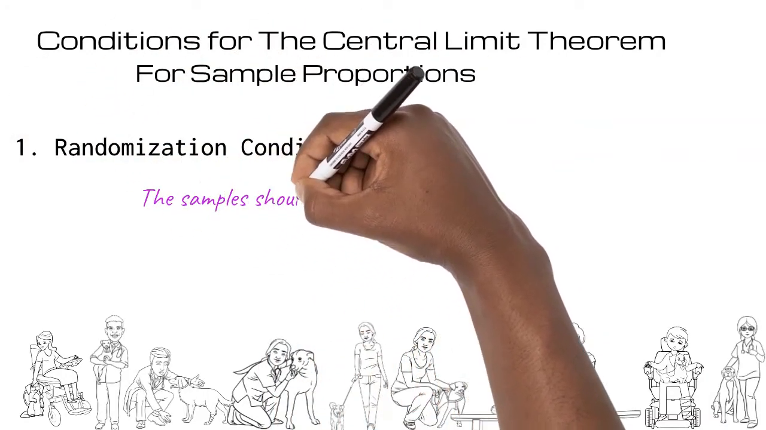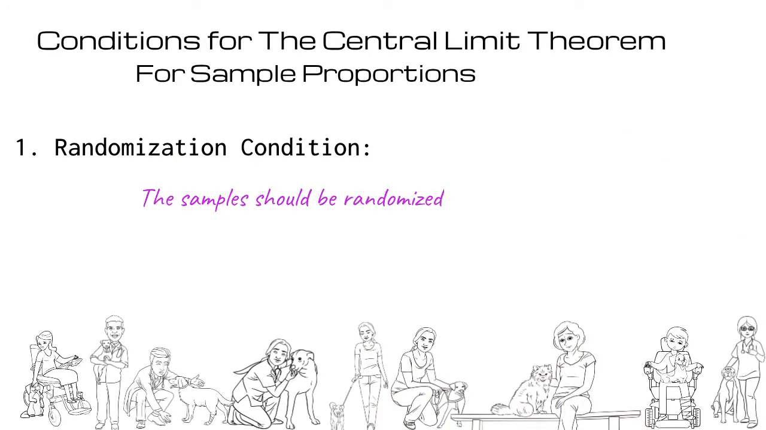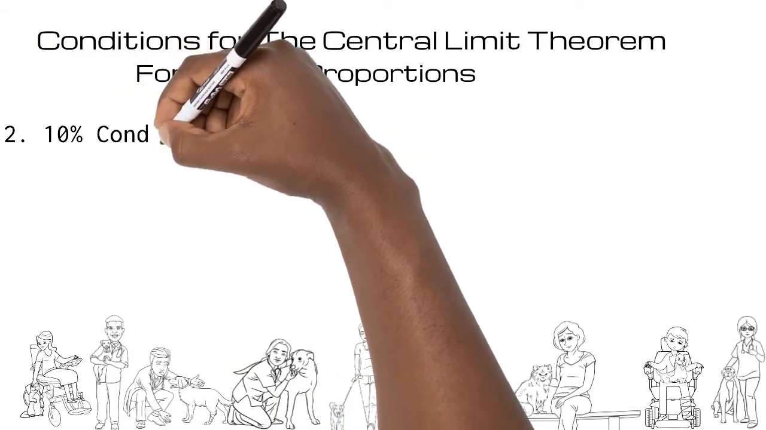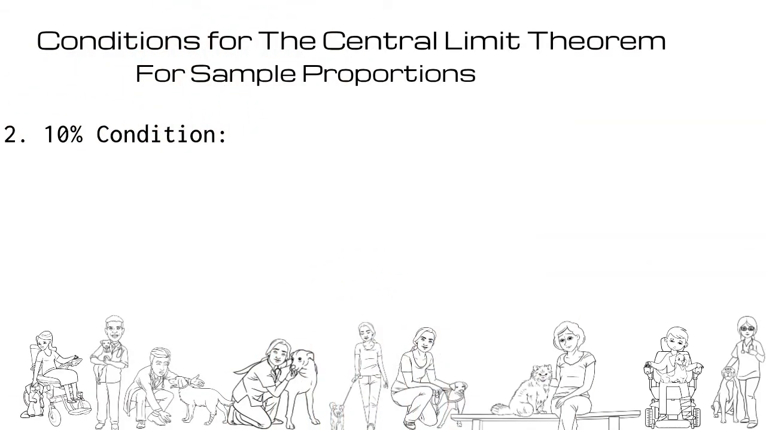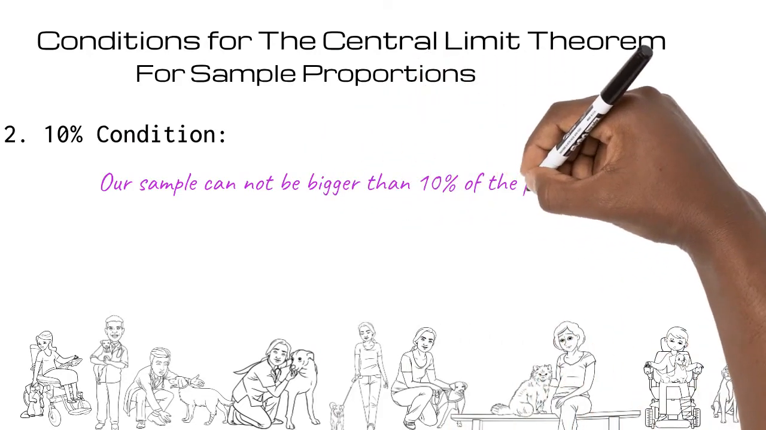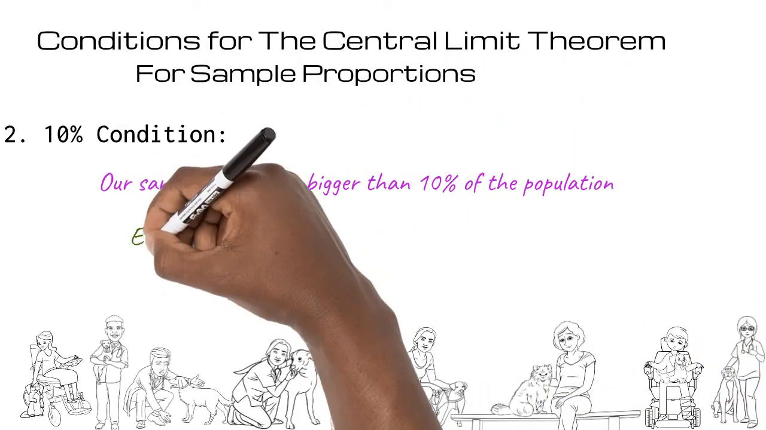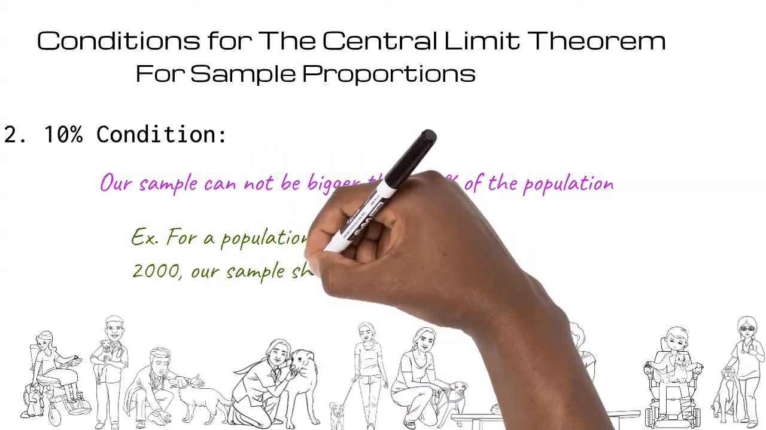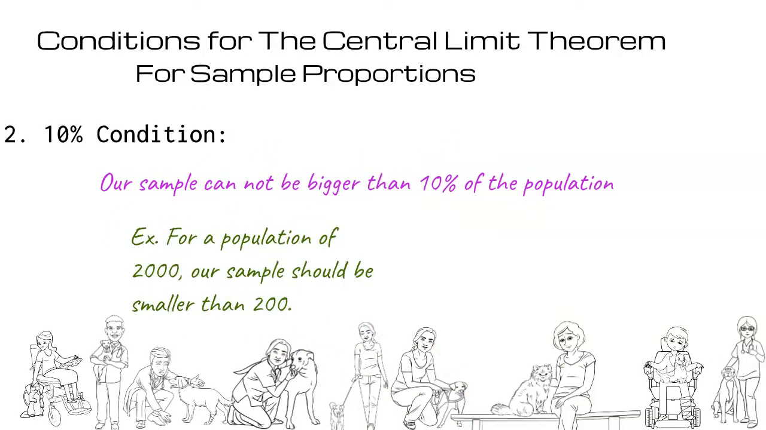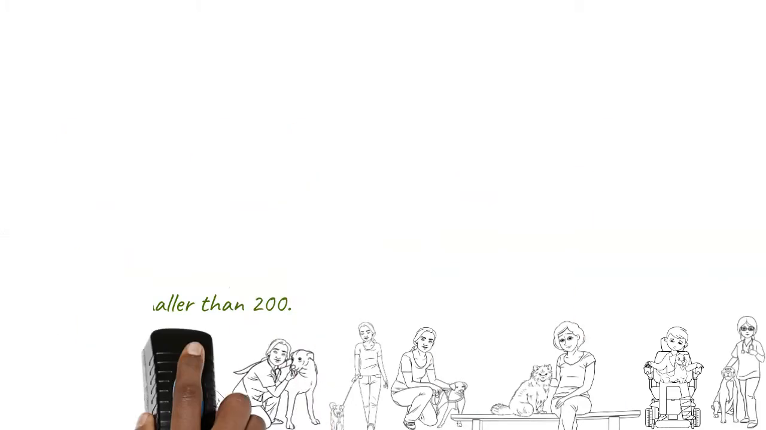First, the samples should be randomized. One of our randomized sampling methods discussed in our previous unit should be used. Second, we need to make sure that the 10% condition is satisfied. Our sample cannot be bigger than 10% of the population. So, for example, if we have a population of 2,000, 10% of 2,000 is 200. This means our sample size here cannot be more than 200.